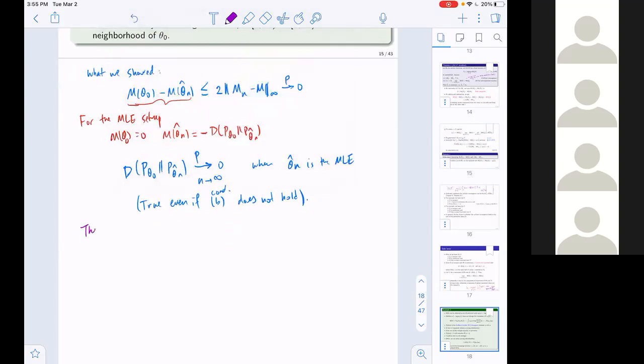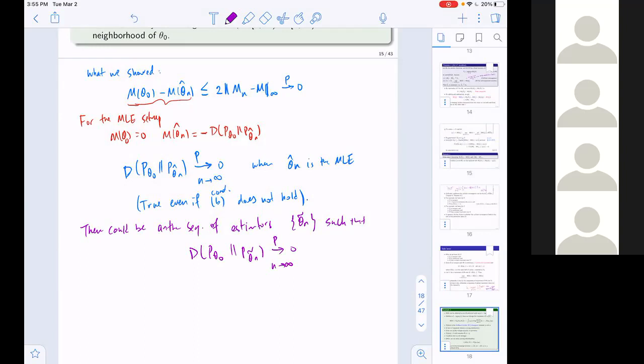There could be other estimators. For example, there could be another sequence of estimators, a method of moments estimator or whatnot, theta tilde n, such that d(p theta naught, p theta tilde n) also goes to 0 in probability. So this is not saying anything about uniqueness. There could be many types of estimators for which, when you compute the density, the KL divergence goes to 0. Many Bayesian approaches basically allow you to do something like this.